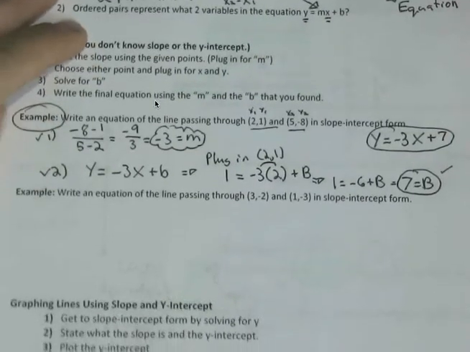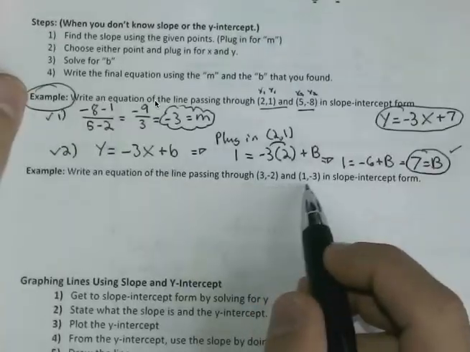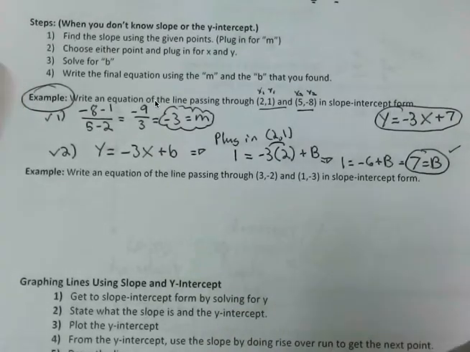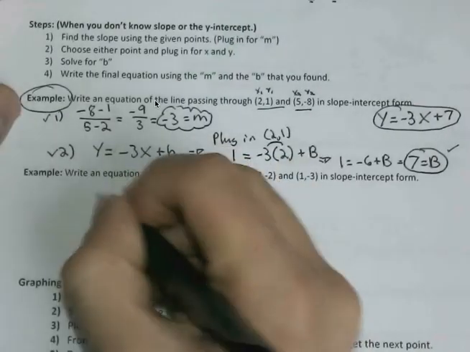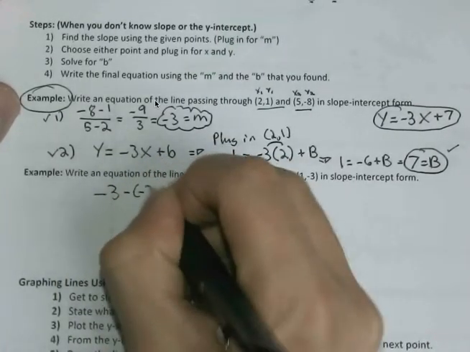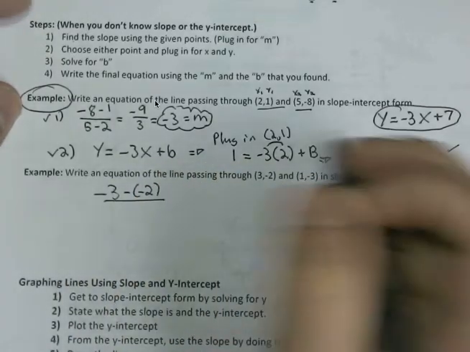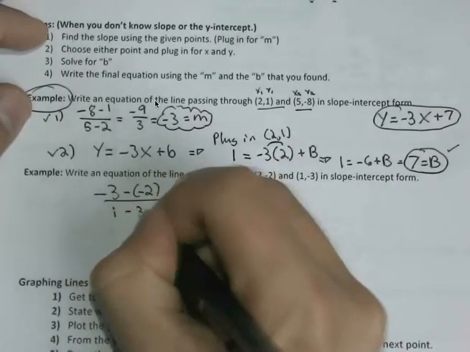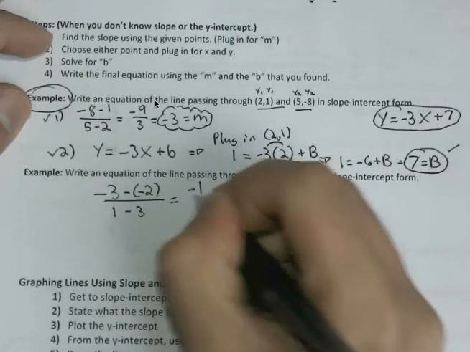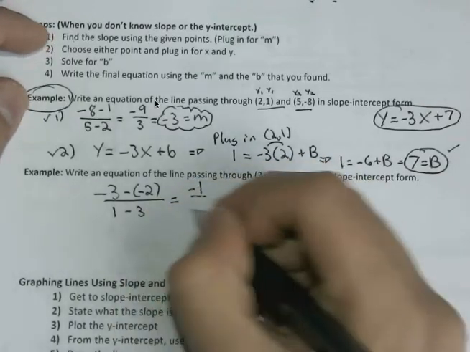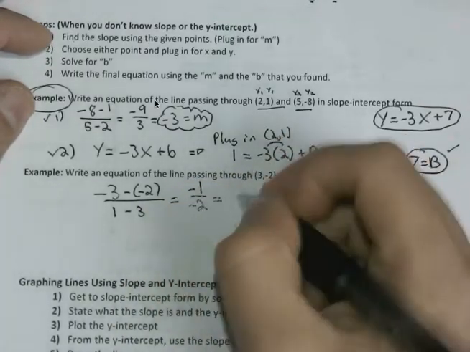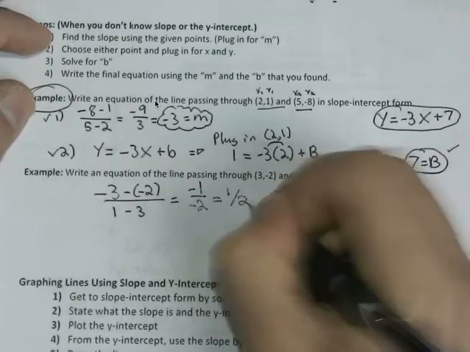where this is (3, -2) and (1, -3). Go to slope-intercept form, get to it. You should be saying negative 3 minus negative 2 is going to get you your slope up top. And then finally 1 minus 3. This up top part here is going to be negative 1. 1 minus 3 is negative 2. So in this case, your slope is 1/2.